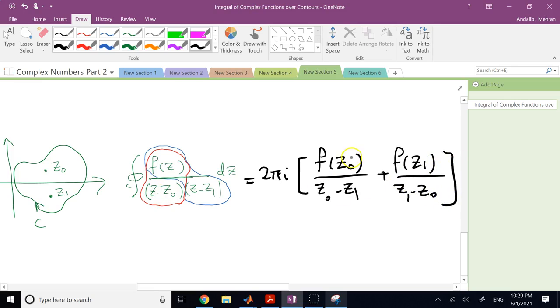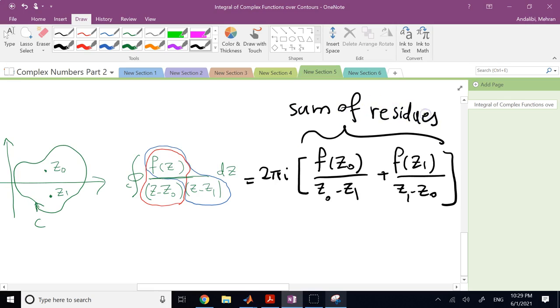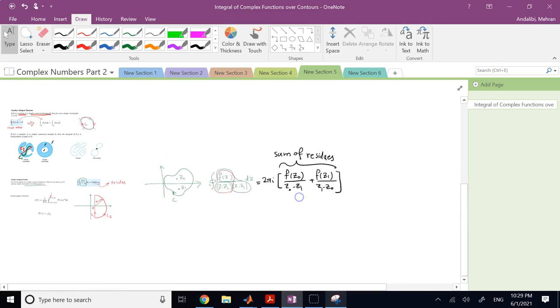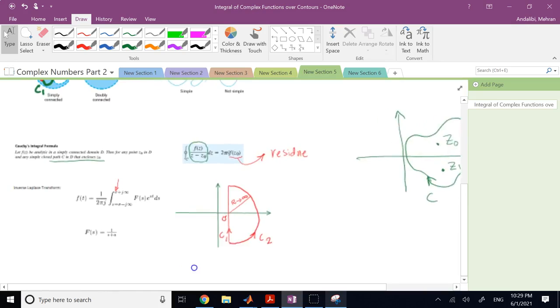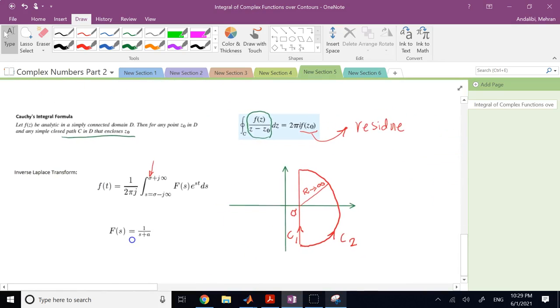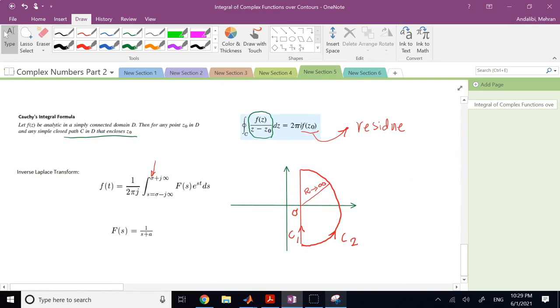And this is the residue at z0, this is the residue at z1. Add them together and multiply it by 2 pi I, okay? So it is 2 pi I times sum of the residues. Okay, this is the important integral formula for Cauchy, and it has a lot of applications.